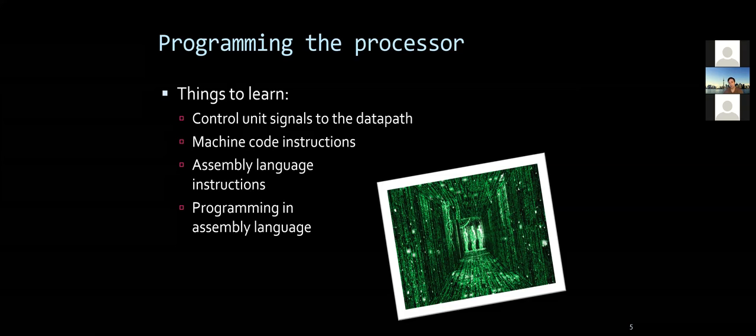Essentially, the things to learn and understand for us are control unit signals to the data path, something that we covered in the previous lecture, and machine code instructions, and you've seen machine code instructions already. Today you're going to look at assembly language instructions, and we will program in assembly language. Essentially, this is the goal.